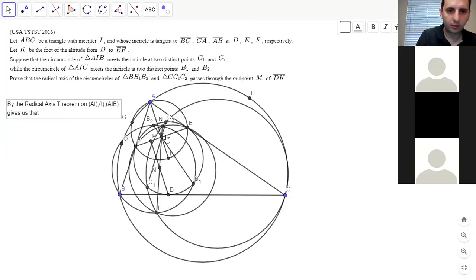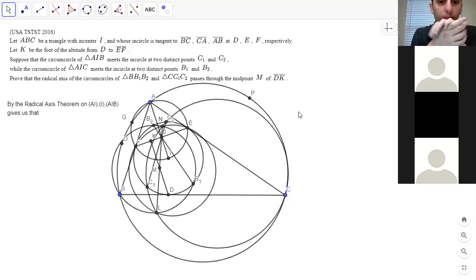So if you look at the circle with diameter AI and the incircle, EF is the radical axis. If you look at the incircle and the circumcircle of AIB, C1, C2 would be the radical axis of those. And if you look at the circle with diameter AI and the circumcircle of AIB, AI would be the radical axis of that. So basically AI, EF, and C1, C2 are concurrent. Or inversion. Makes sense?